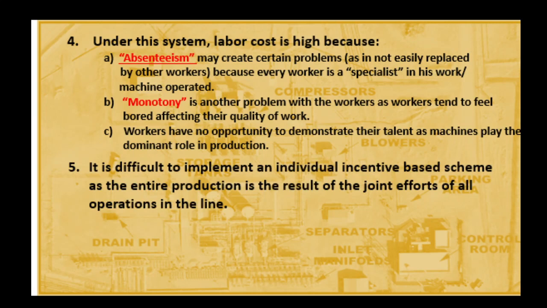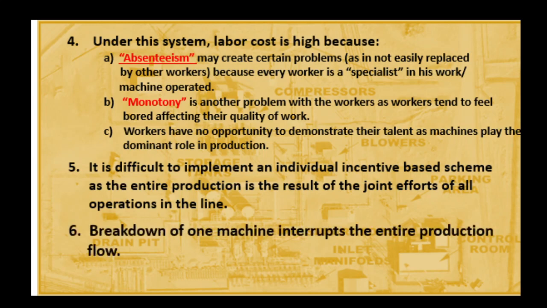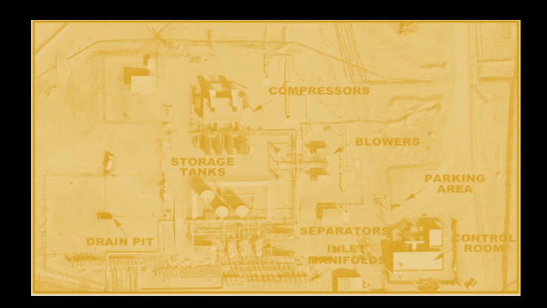So fifth one is that it is difficult to implement an individual incentive-based scheme as the entire production is the result of the joint efforts of all operations in the single line. So, ito yung pinaka-main problem natin dito, no? The breakdown of one machine interrupts the entire production flow. So, in this case, magkakaroon tayo ng total work stoppage. Supposedly, merong mag-breakdown ng isang machine.